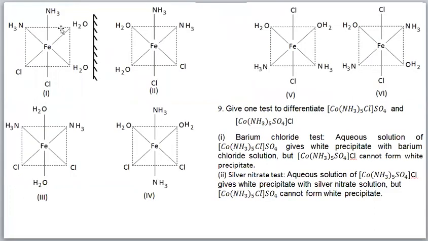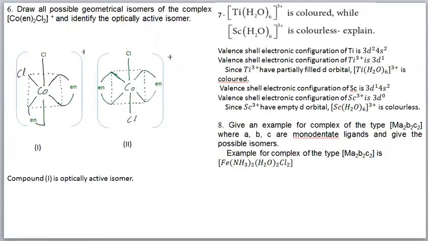You see now how to write the isomers. Ma2b2c2: here all 3 types of ligands are there, ammine twice, aqua twice, chlorido twice. So all 3 types of ligands we can write in the cis position. That is one possibility. Then another possibility, these 3 types of ligands we can write in the trans position. So 2 isomers we will get now.